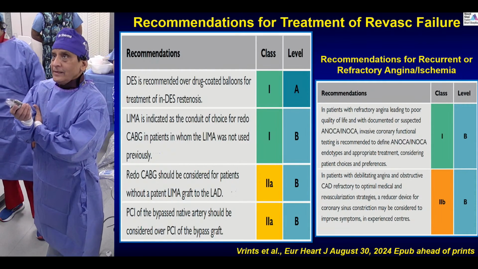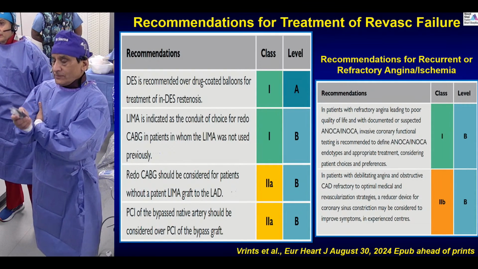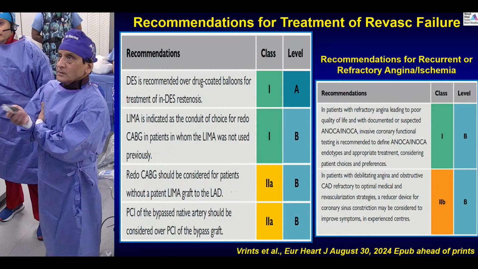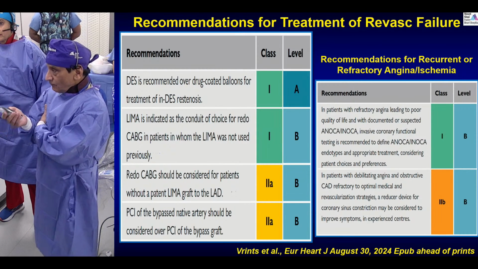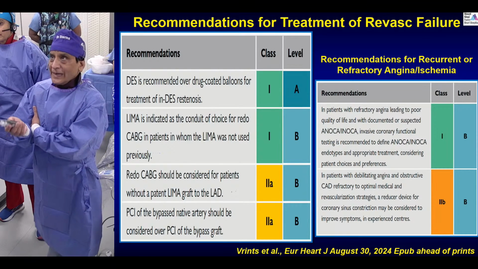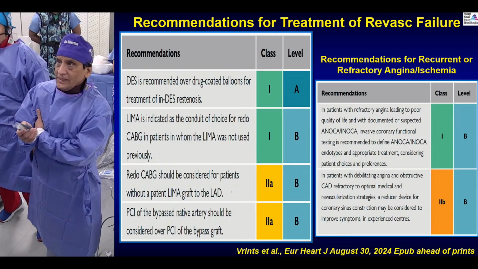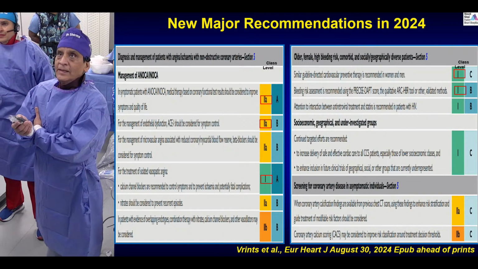Also, on the right side, if patients have angiographically normal coronaries or have ischemia, you go for the appropriate functional testing and direct their therapy for refractory angina, and they also made the coronary sinus reducer stent a recommendation.